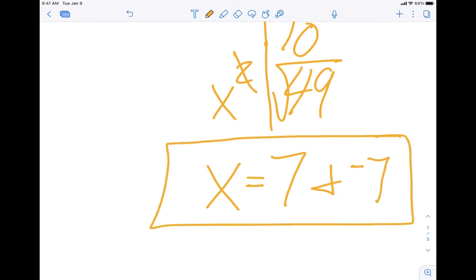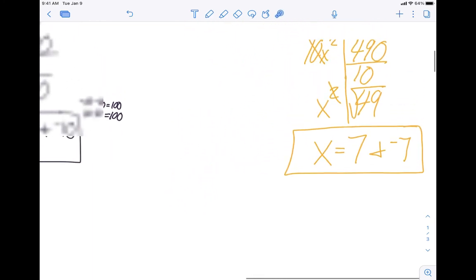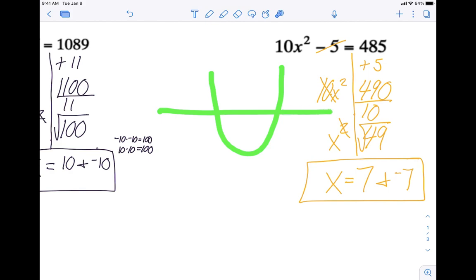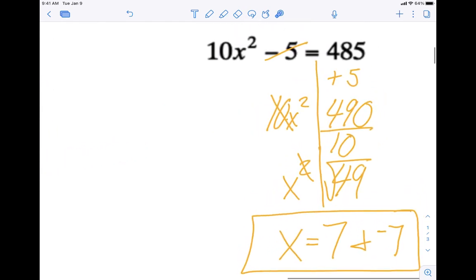I need to include the negative as well. Because remember, like I said, our solution here, when we graph it, right, it's going to look like this. And it's going to pass the x-axis one time. Oops. It's going to touch the axis one time and two times. And this represents -7, and this represents +7. That's why we got to do both solutions, +7 and -7. Okay?